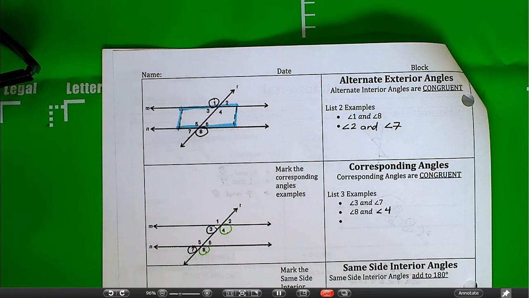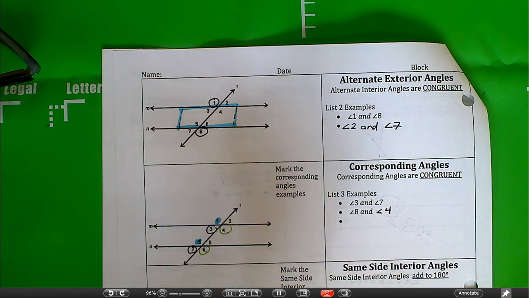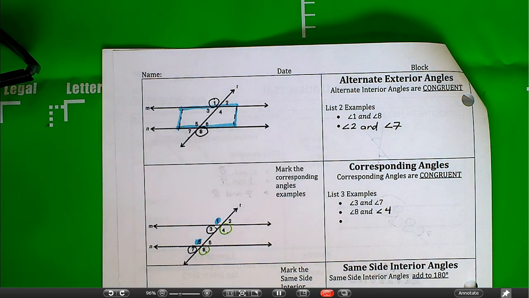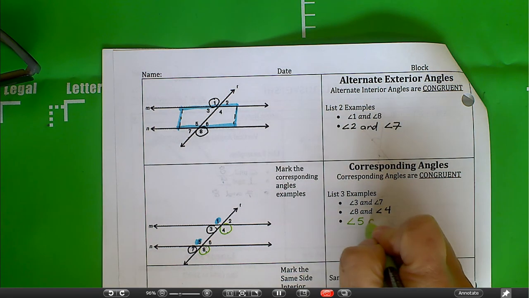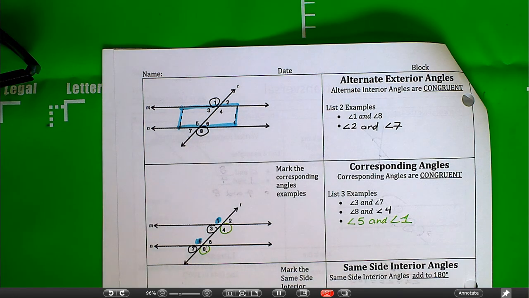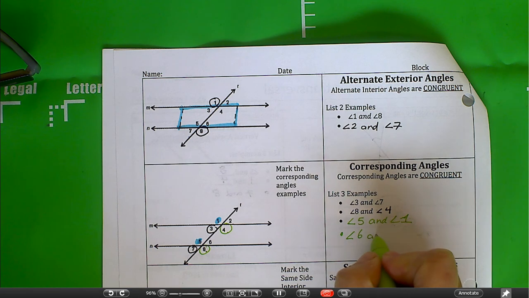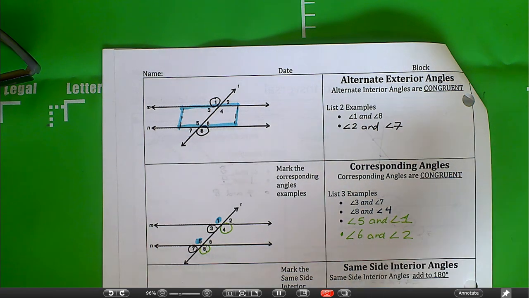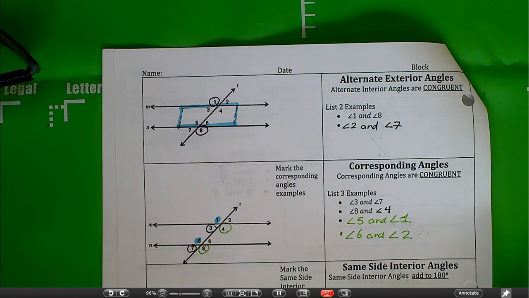There are 2 more sets. I have 5 and 1, because if you're above the line, they correspond. And 6 and 2, angle 6 and angle 2. Okay, those are all corresponding angles.